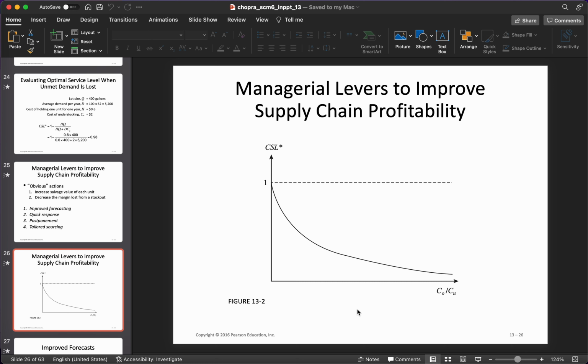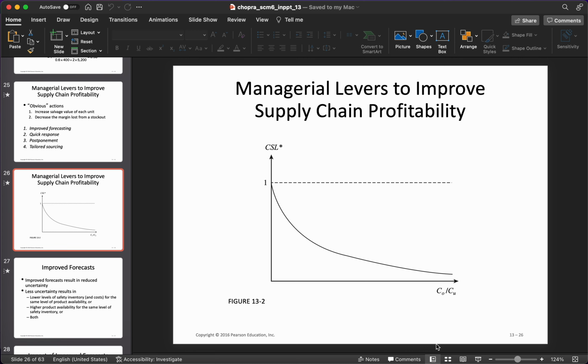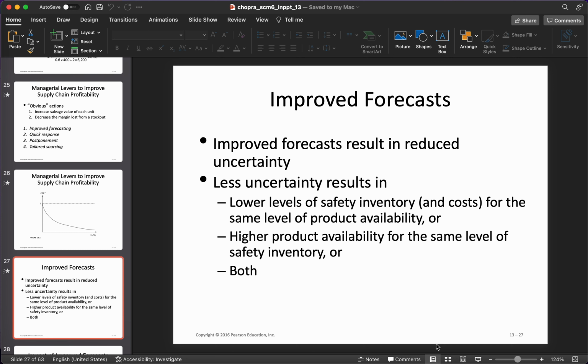So one of the things you would have noticed in the way the formulas are written out is that the cycle service level and the ratio of overstocking and understocking costs have this sort of inverse relationship. So what this does tell us is that if you are somehow able to affect one, then you're sort of affecting the other, right? And how does that happen exactly? So let's look at one way, which is improving forecast.